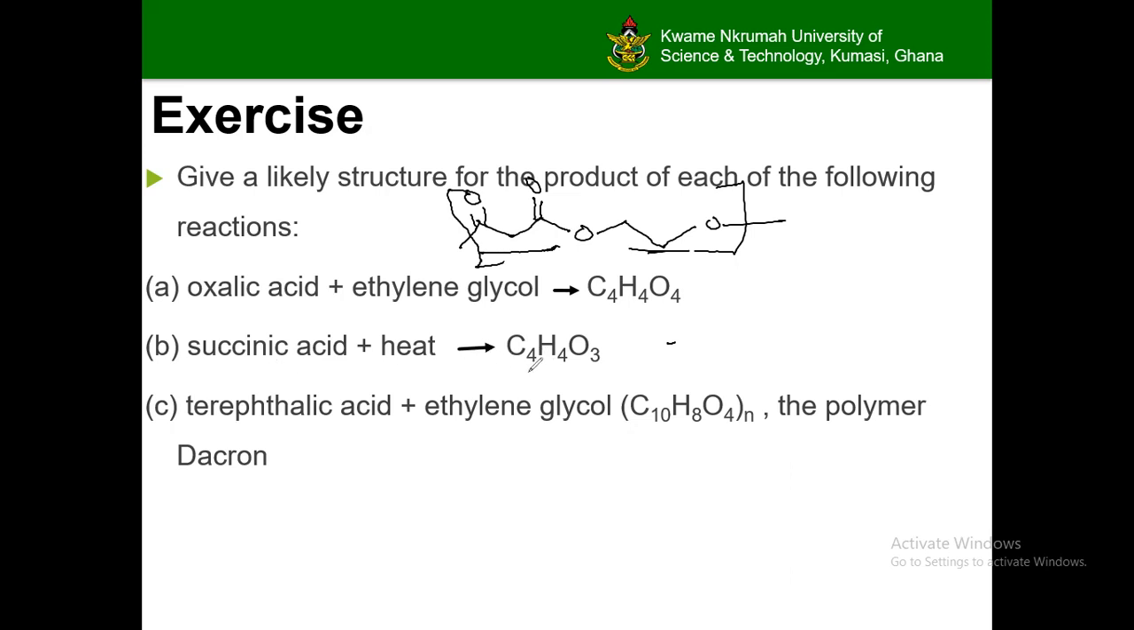Succinic acid and heat. So this is something fixed, right? We said you form succinic anhydride. So if you have your succinic acid, succinic acid is 4 carbons. CH2, CH2, COOH. So what will happen here is that one hydrogen will be lost. So I'll lose this hydrogen. I'll lose an OH from here.